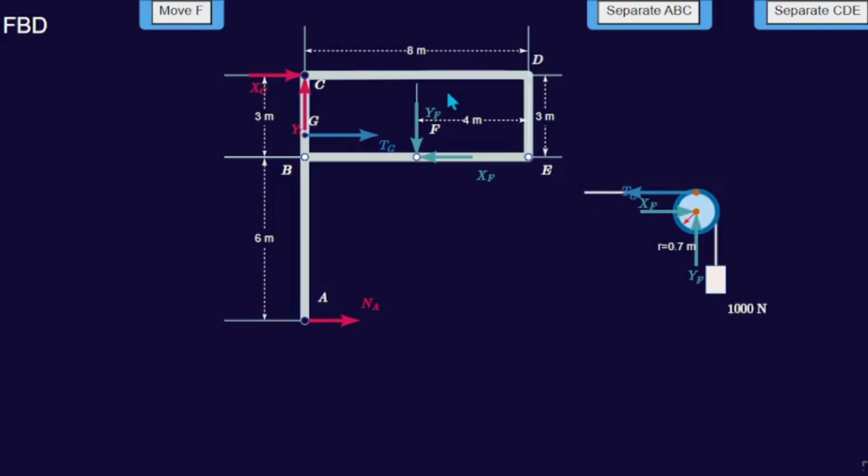Step 3. Pulley equilibrium. From inspection, the tension in the cord is 1000 newtons because the pulley is smooth. This means the horizontal and vertical reactions at F are also 1000 newtons each. After this, the pulley can be completely removed.